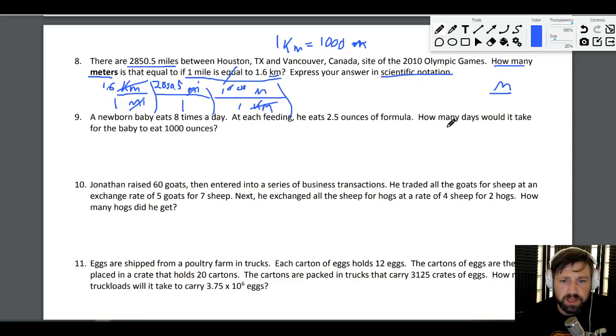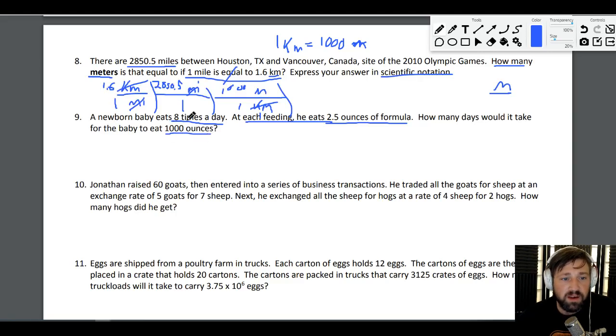All right, next one here. A newborn baby eats 8 times a day. This is very true, usually a lot more. Each feeding, he eats 2.5 ounces of formula. So one feeding is 2.5 ounces of formula. How many days would it take for the baby to eat 1,000 ounces?